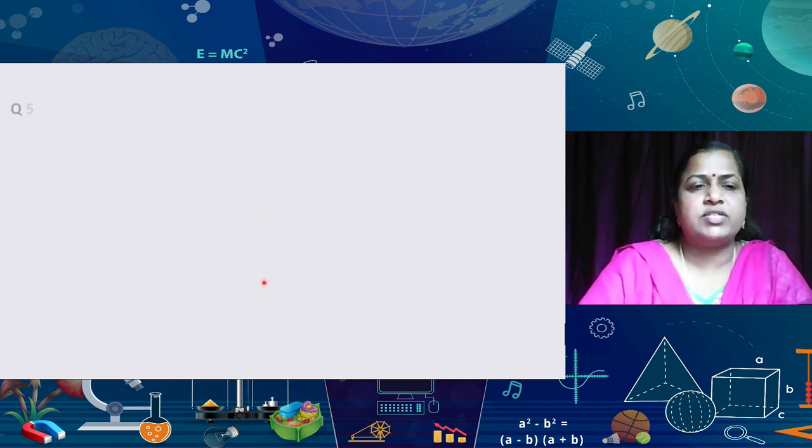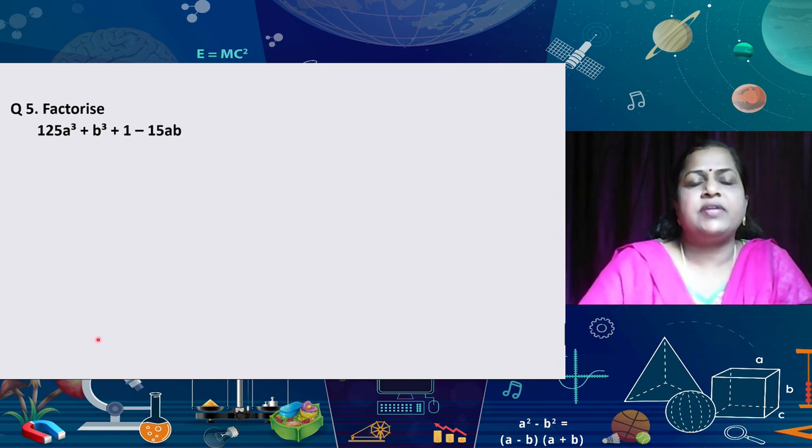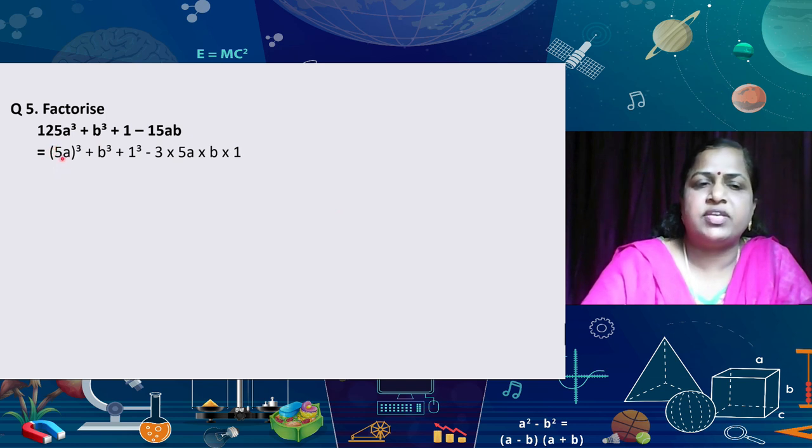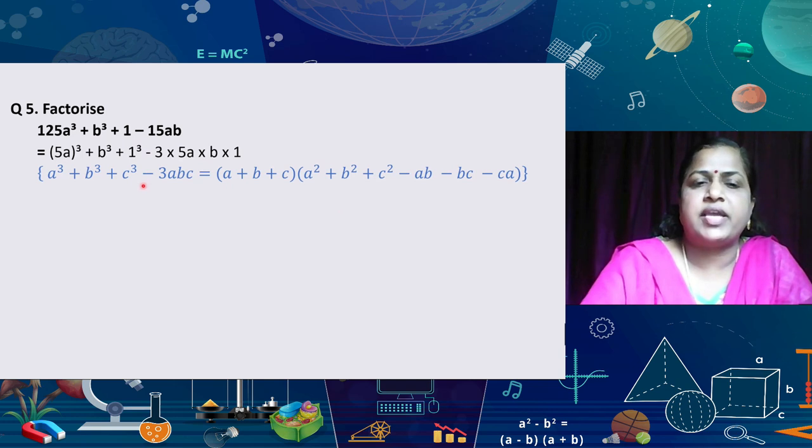Now, moving to the next question, by using another identity, we can factorize this type of questions. 125 a cube plus b cube plus 1 minus 15ab. Here we are given in the form 5a the whole cube plus b cube plus 1 cube minus 3 into 5a into b into 1, that is a cube plus b cube plus c cube minus 3abc. In the identities, I already explained the factorization form of this identity, that is equal to a plus b plus c into a square plus b square plus c square minus ab minus bc minus ca.